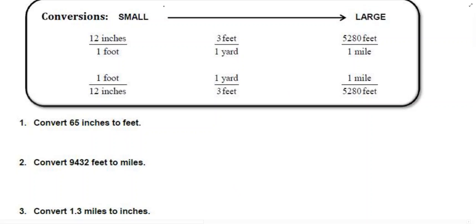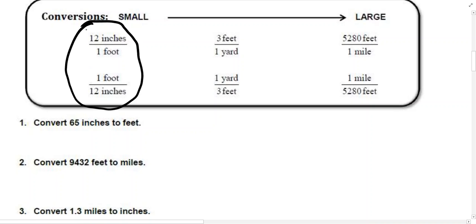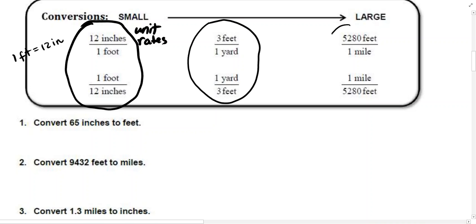And so the first thing you need to realize is that these are going to be relationships. These are unit rates. And they come from the relationship that you are very much familiar with, and that is that 1 foot equals 12 inches. Okay? And we can write it both ways. We can say that 1 foot over 12 inches, or we can say 12 inches over 1 foot, depending on how we need it. This one is the relationship between feet and yards, and these two are the relationship between feet and miles.